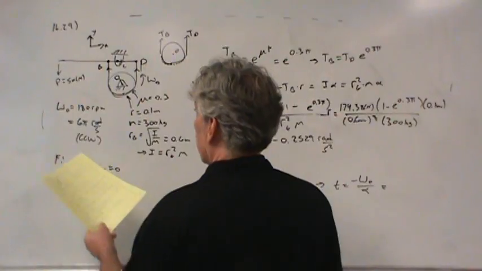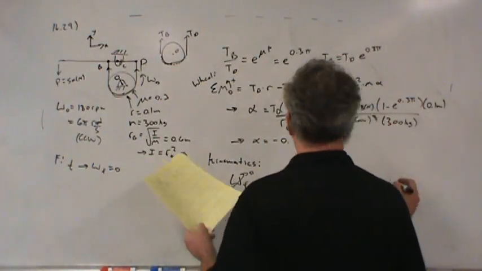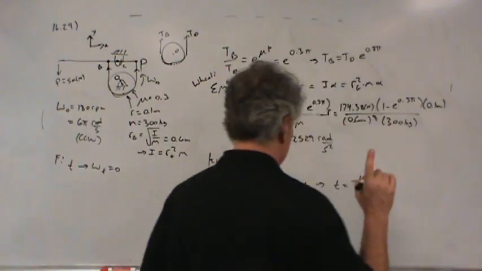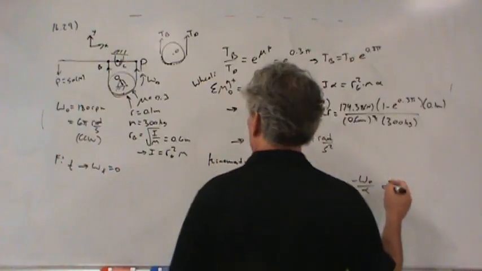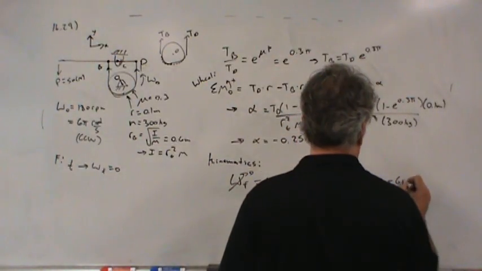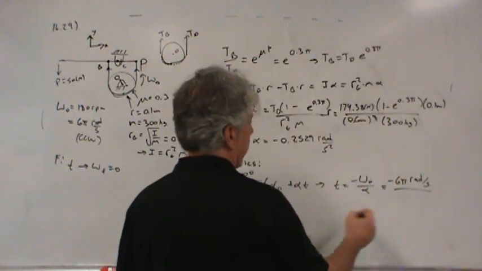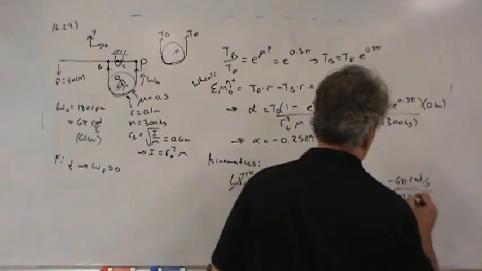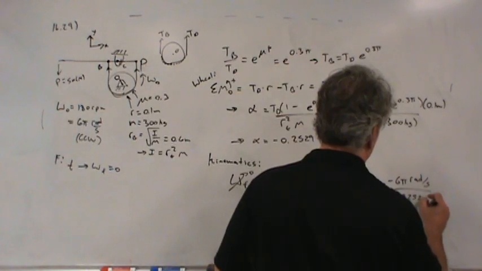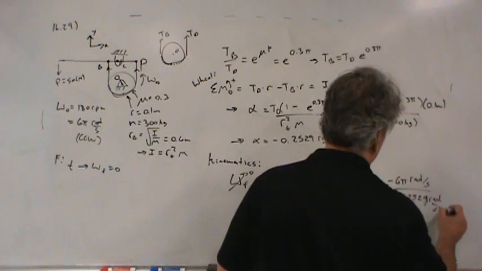The initial speed, as I said, it's in the negative direction. Actually, it's positive. Oh, but I need the negative of it. The negative sign came from the equation. So negative 6 pi radians per second divided by the angular acceleration, which is negative itself, 0.2529 radians per second squared.